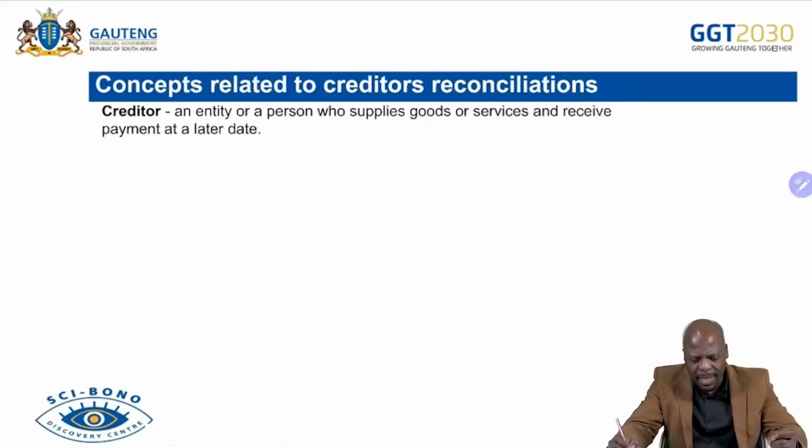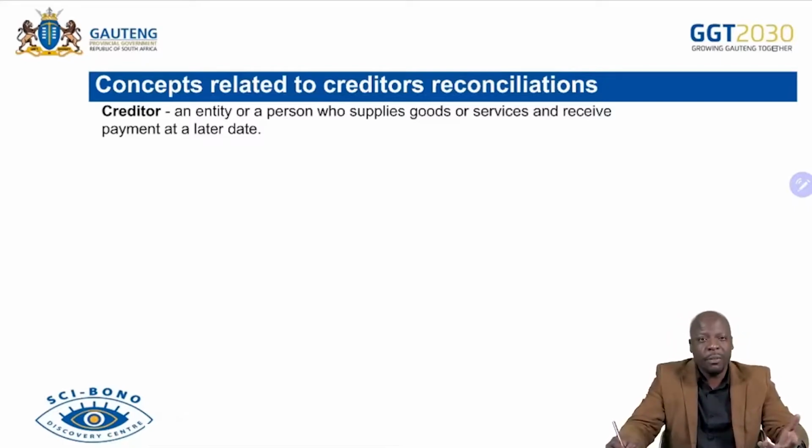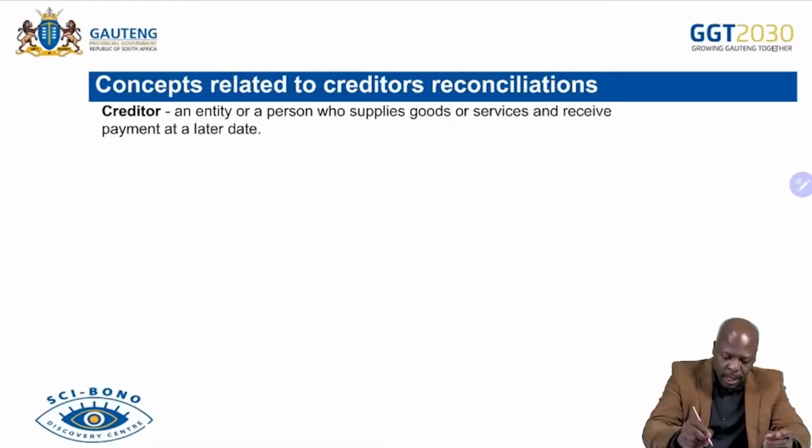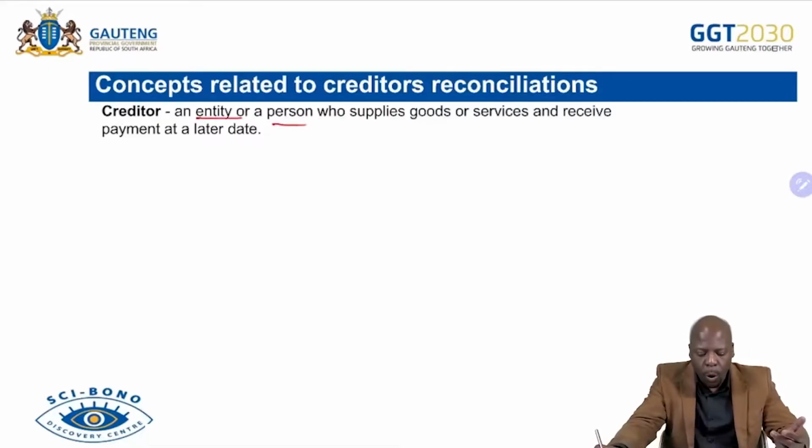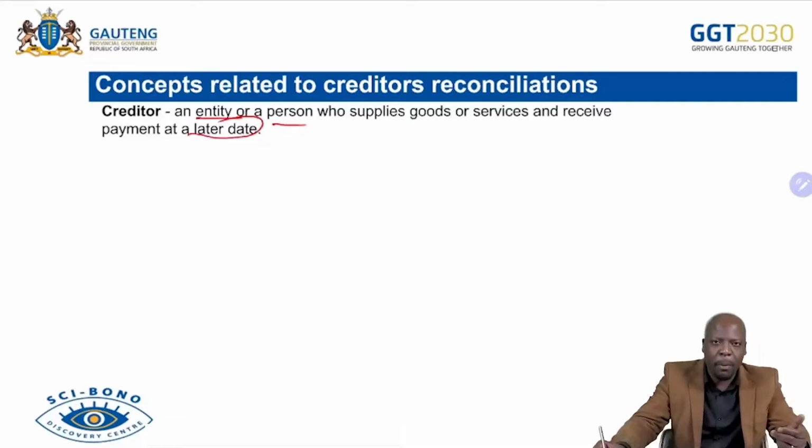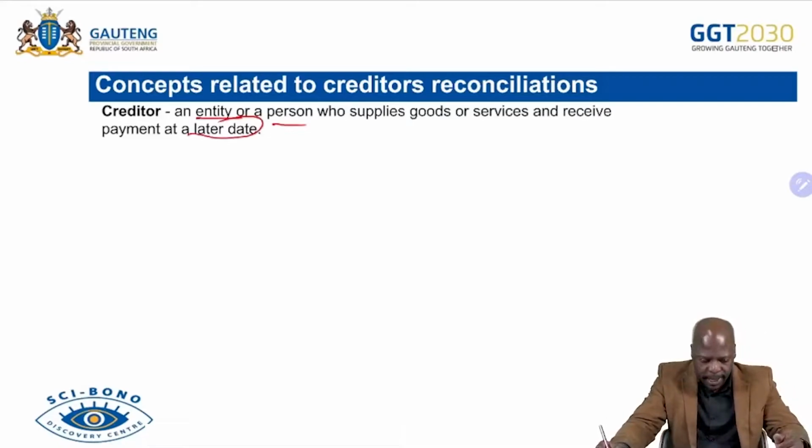Now, I want to talk of the concepts that relate to the creditors' reconciliations. Now, number one, what is a creditor? If we were to define a creditor, how would we define a creditor? It is an entity or a person. By an entity, we're simply saying it can be a business, an organization. Or a person, which is an individual, who supplies goods or services and receives payment at a later date. So the aspect of a creditor has to be that goods are supplied to us, but we pay at a later date. Very important. We don't pay immediately, but we pay at a later date.